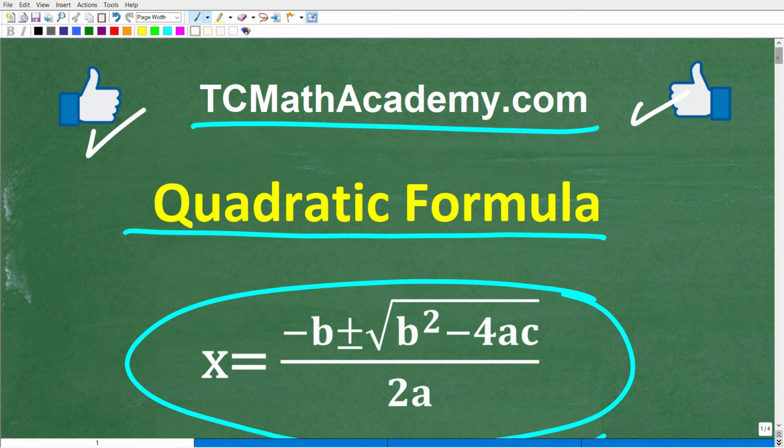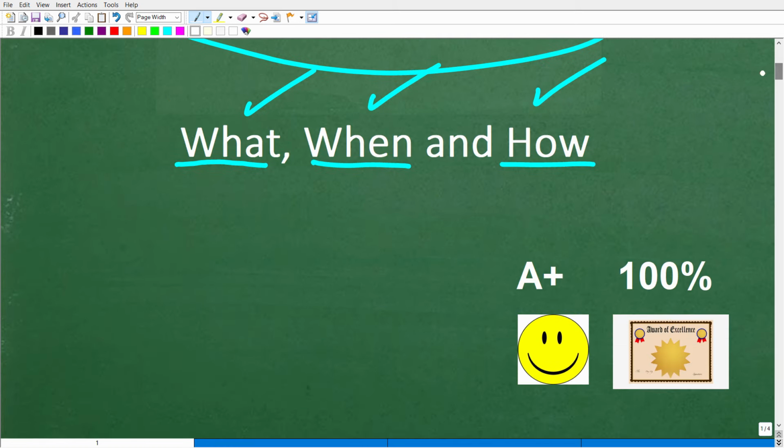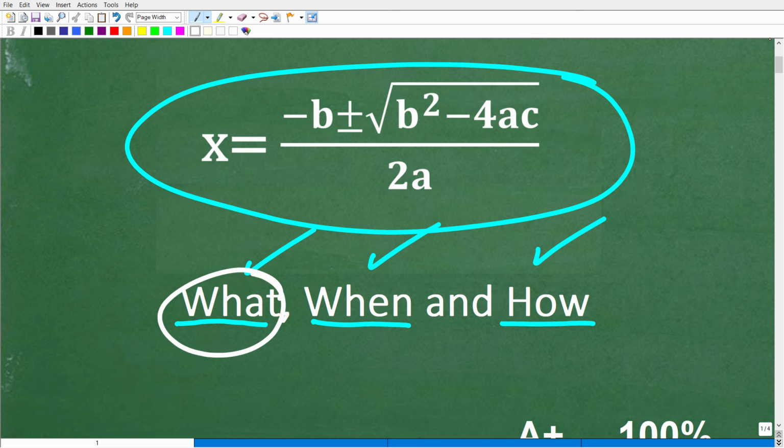Okay, so let's go down here real quick and see how well you did with these three questions. All right, so what is the quadratic formula? Well, it is a specific formula that solves any degree 2 polynomial. Okay, and obviously we just took a look at it. Matter of fact, let me go ahead and show you right here. So that's what it is.